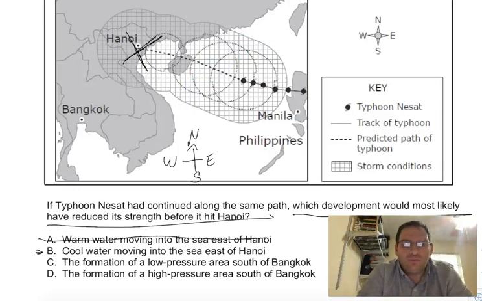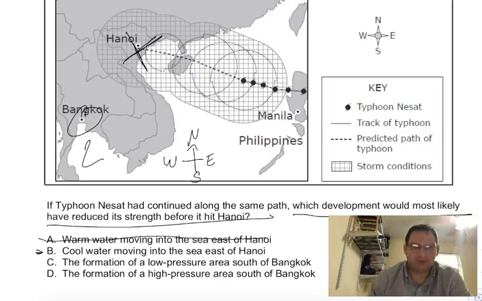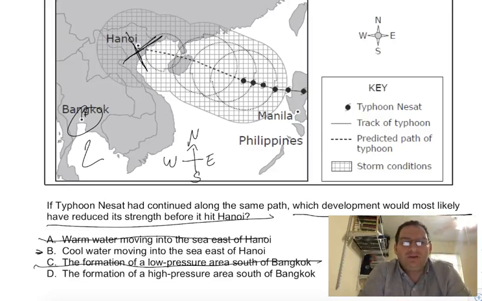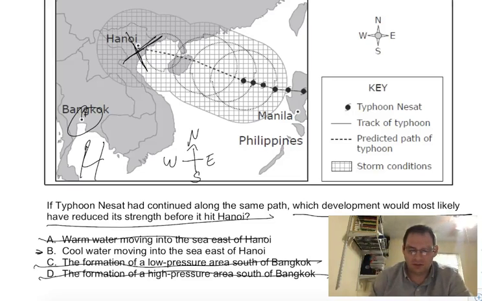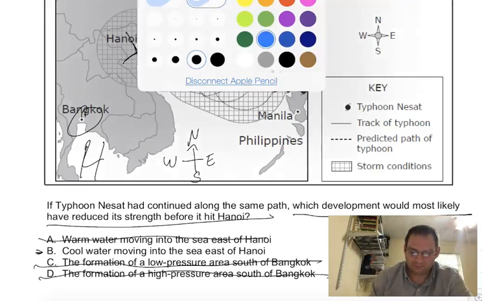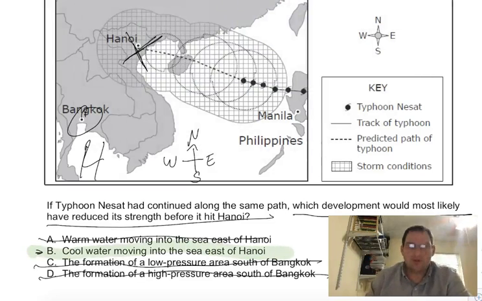The formation of low pressure in the south of Bangkok. Bangkok's over here. If we have low pressure, that's nowhere near the hurricane, so I don't think it really cares. And the formation of high pressure south of Bangkok. Same thing, if we have high pressure here, the hurricane could care less. So I'm left with one option: the cool water.